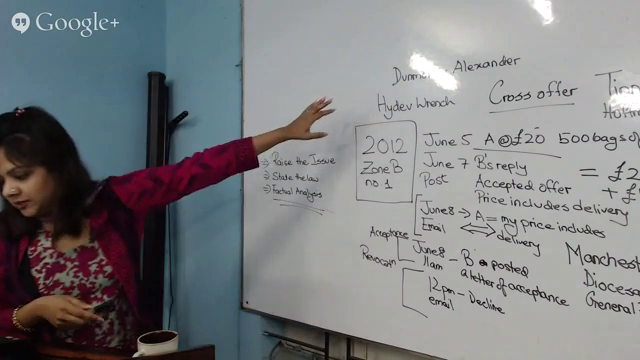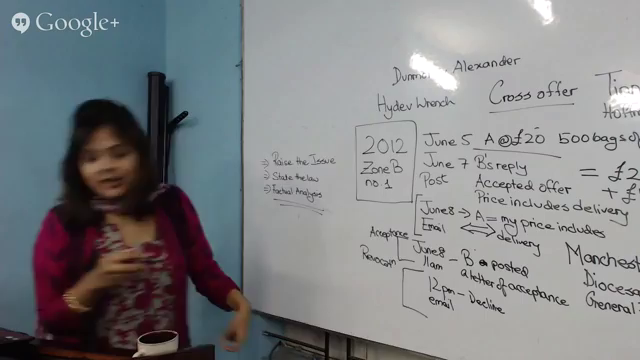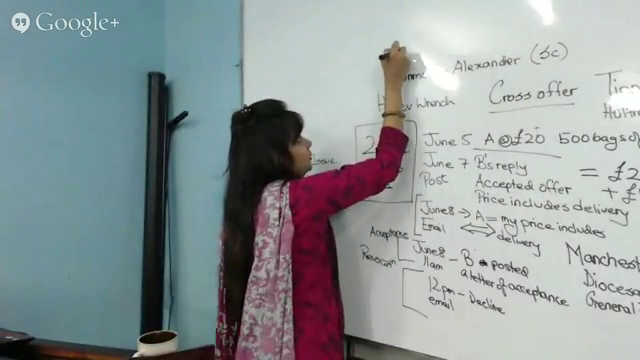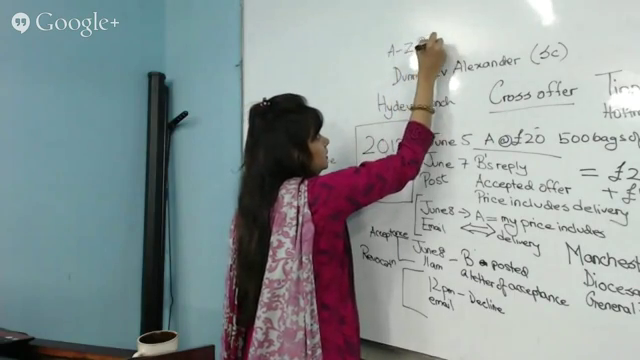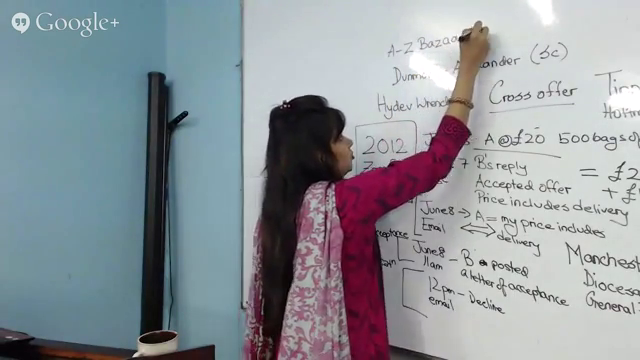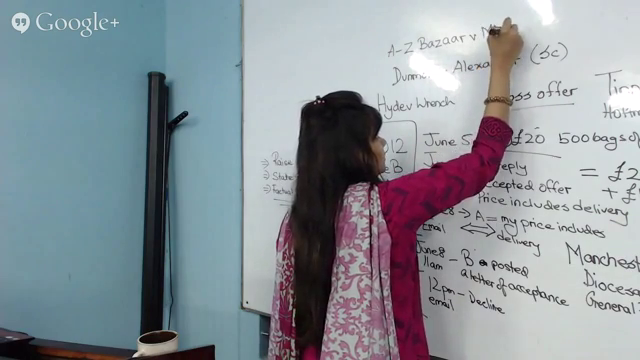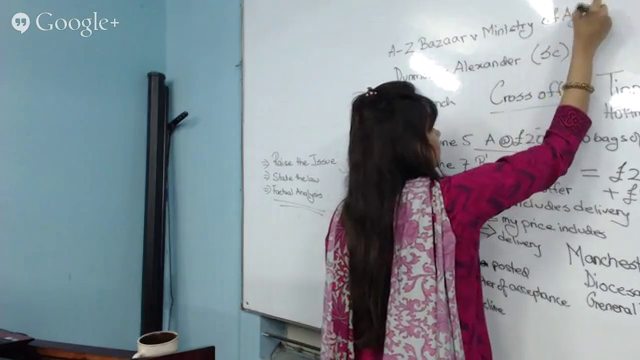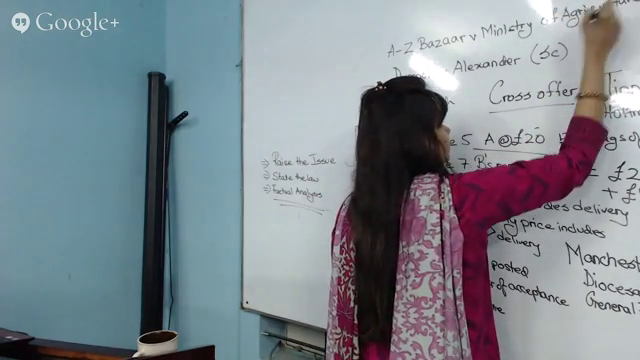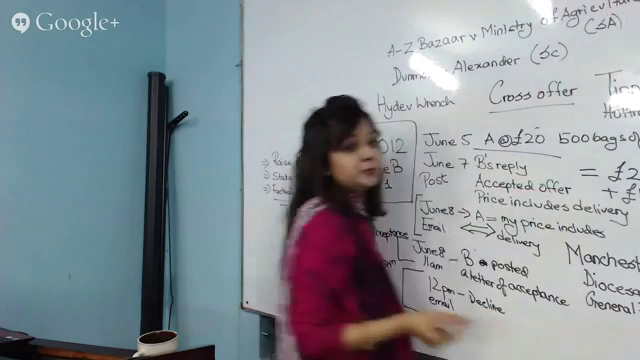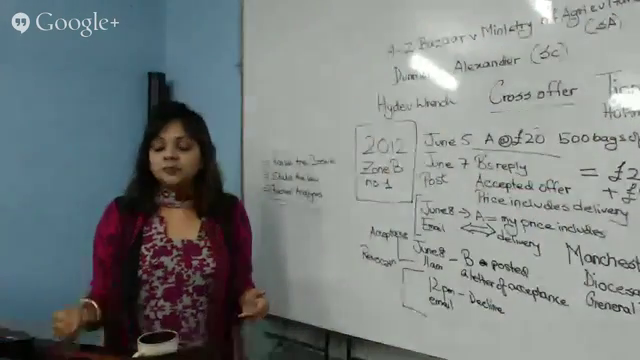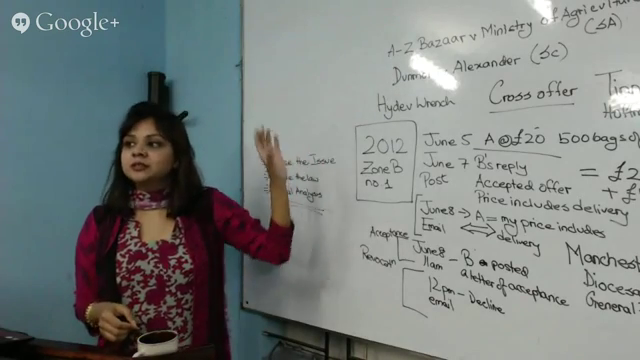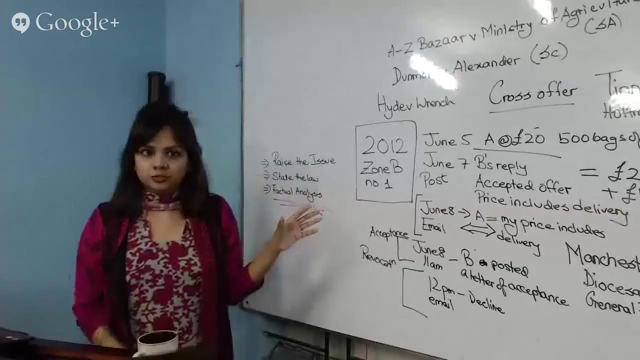There is one case called Dunmore versus Alexander. The other one, this is a Scottish case. And there is another one, A to Z Bazaar versus Ministry of Agriculture. What does that case say? Do you know? This is a South African case. Please, everyone, pay a little bit of attention to this. This is very important because it's constantly coming in your exams. And if you don't know about it, you should know about it, okay?